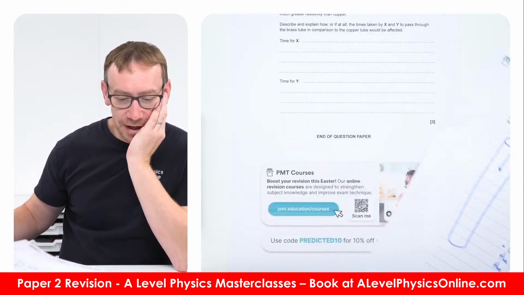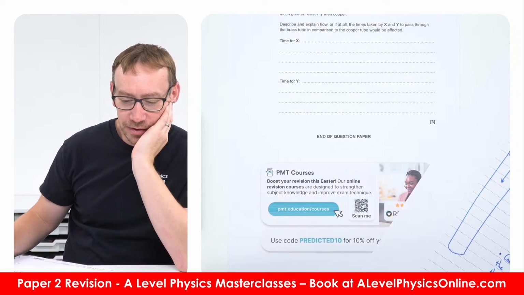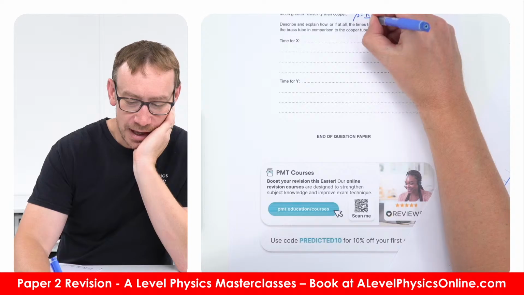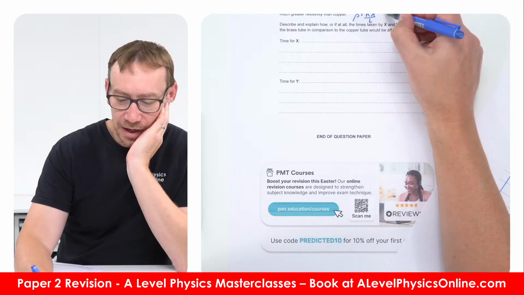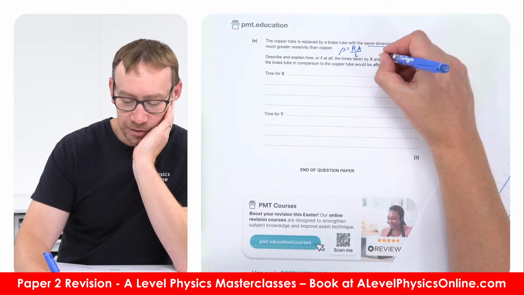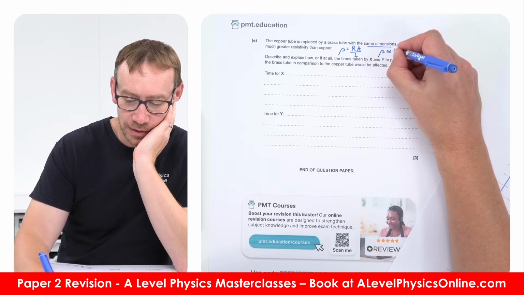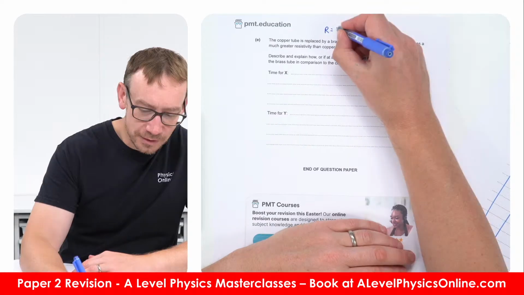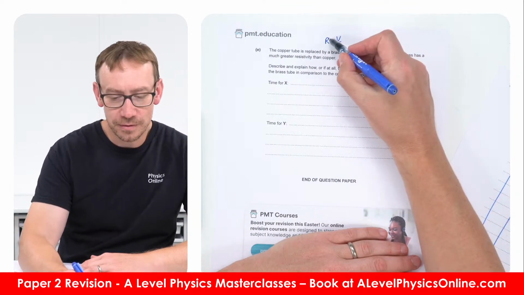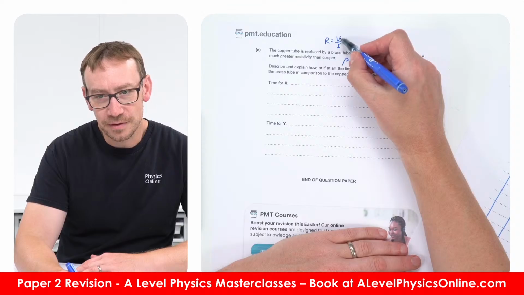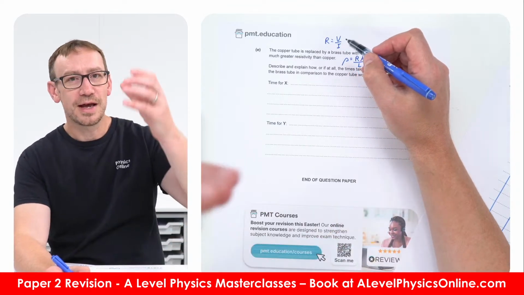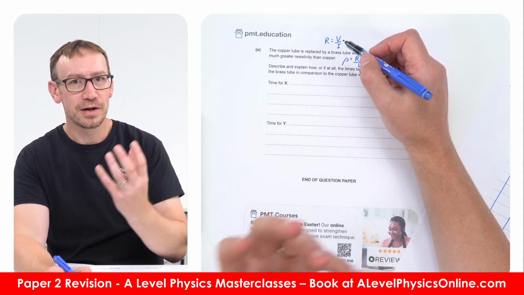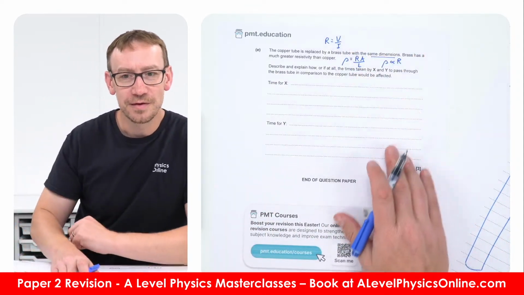Right. The copper tube is replaced by a brass tube with the same dimensions. Brass has a much greater resistivity, equal to RA over L. So if it's got the same dimensions, then if it's got a greater resistivity, it's going to have a greater resistance. With a greater resistance, because R is equal to V over I, for the same potential difference, we'd have a lower current. So that means as the magnet is falling, it would induce the same EMF, but that would cause a lower current to be flowing. Okay, hopefully you can see that.